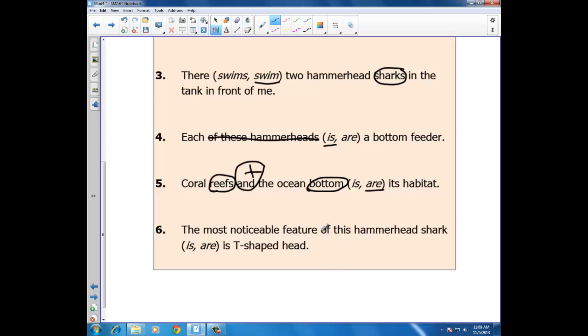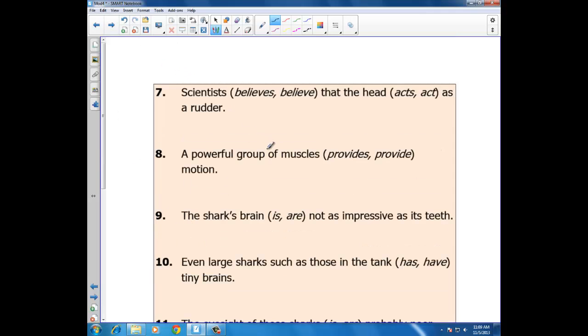The most notable feature of this hammerhead shark is or are a T-shaped head. We take out the prepositional phrase, and then we're going to circle feature, which is the subject, and next we'll circle the verb is. Scientists believe that the head acts or act as a rudder. Okay, we're going to circle the subject, which is scientists, and we know that scientists believe. Head is also a subject, and head acts, which is a verb.